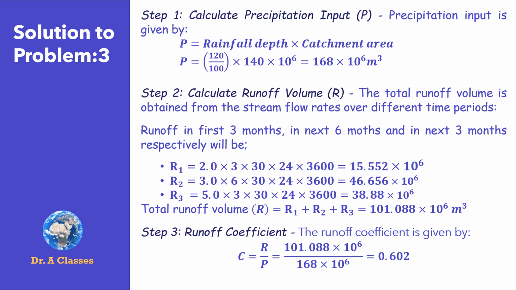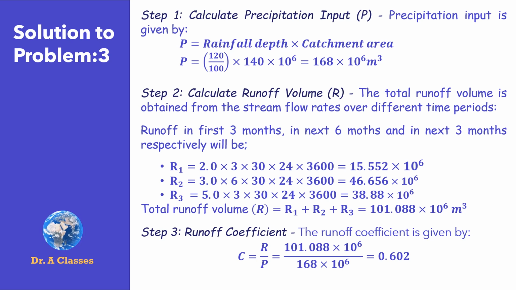Step 1. Calculate precipitation input, that is P. Precipitation input is given by P is equal to rainfall depth into catchment area. The rainfall depth is 120 by 100 in meters, into 140 into 10 to the power 6 square meters, is equal to 168 into 10 to the power 6 meter cube, is the total precipitation input.